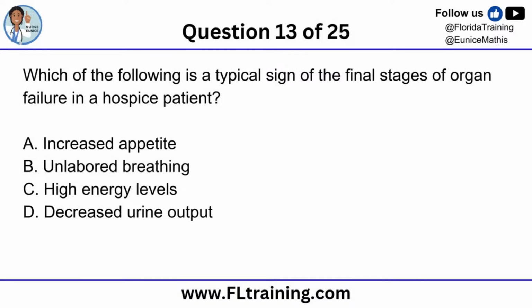Which of the following is a typical sign of the final stages of organ failure in a hospice patient? A. Increased appetite. B. Unlabored breathing. C. High energy levels. D. Decreased urine output. Which of the following is a typical sign of the final stages of organ failure in a hospice patient? A, B, C, or D?